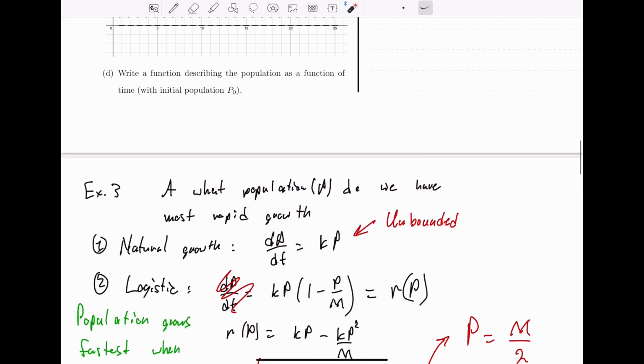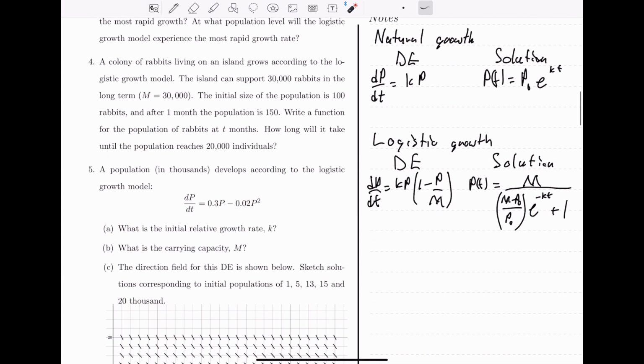Let's take a look at example 4. Here we have our rabbit population. And I guess we have a larger island now because now our island can support 30,000 rabbits. So we have a colony of rabbits living on an island, and they grow according to the logistic model. The island can support 30,000 rabbits. So this is the carrying capacity M. The initial size of the population is 100 rabbits. So this would be P sub 0. And after 1 month, the population is 150 rabbits.